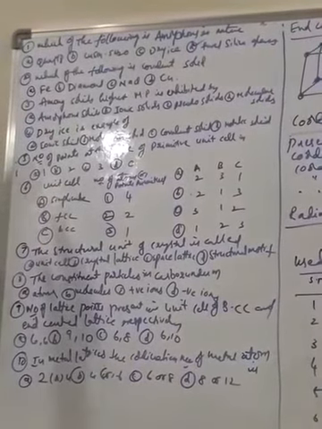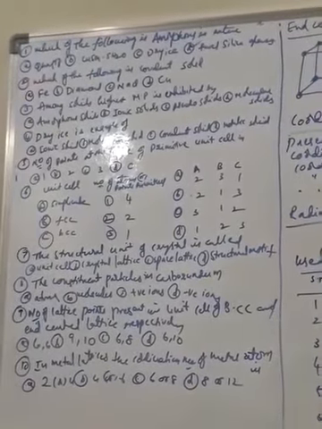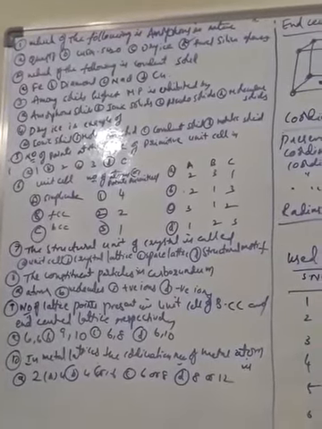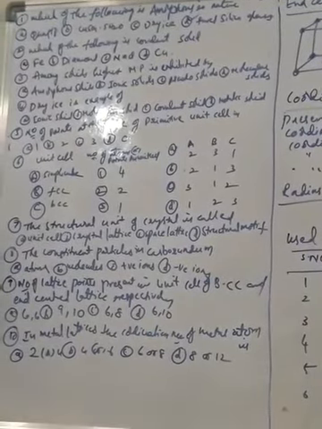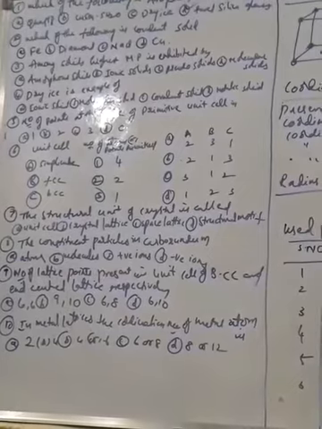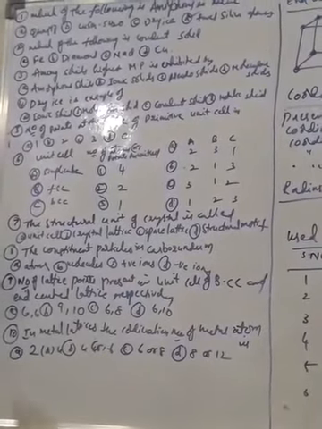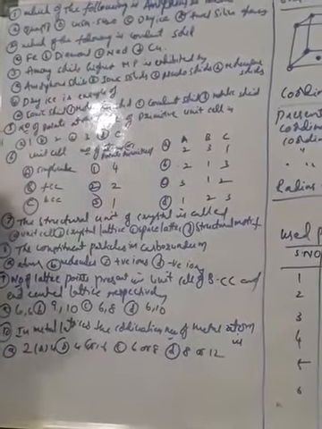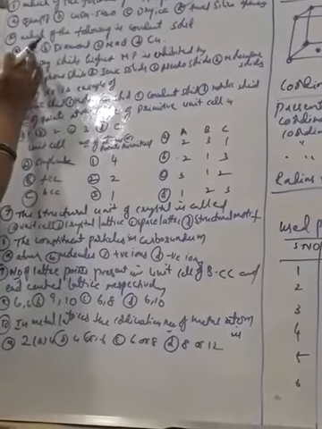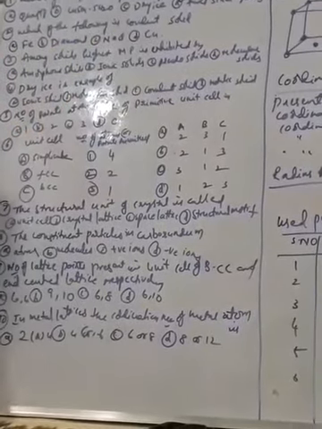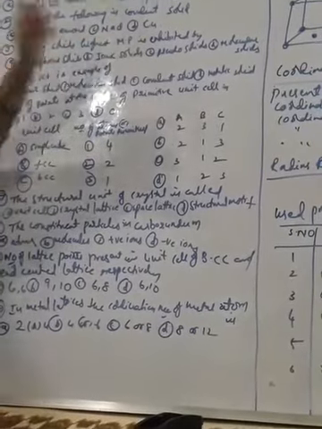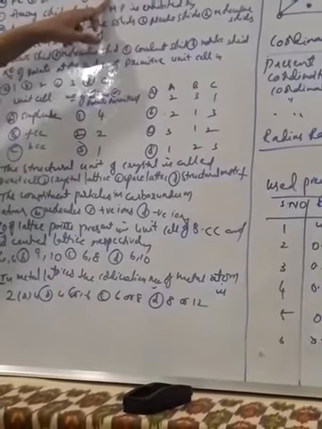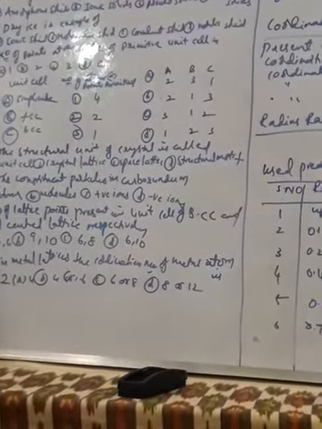Then the second one: which of the following is a covalent solid? Coming to crystalline solids, all the crystalline solids are classified into different types. Four types are there: ionic solids, molecular solids, covalent solids and metallic solids. So which one is the covalent solid here? These are the options: iron, diamond, NaCl, copper. Iron and copper, these two are metallic solids. NaCl is an ionic solid. Then diamond is a covalent solid.